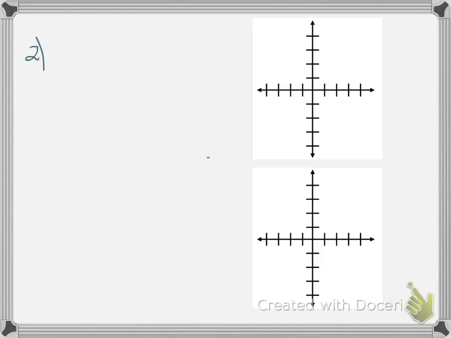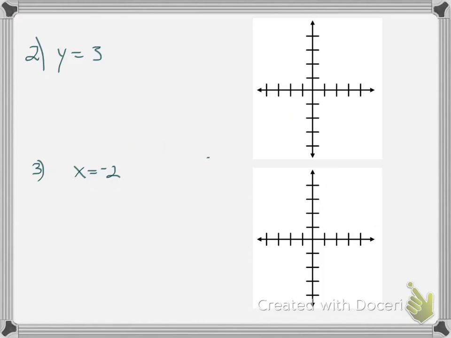Alright, we got 2 more. The graph y equals 3 and the graph x equals -2. These are very special types of lines, okay, because it's just one variable. You don't have both variables. And what it tells you if it's only one variable is either that the line is horizontal or the line is vertical. Okay? Start at the origin.